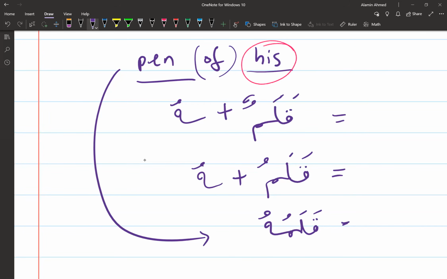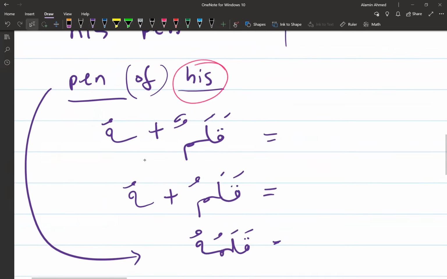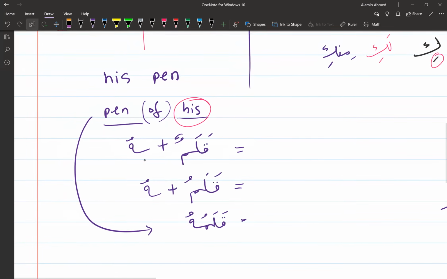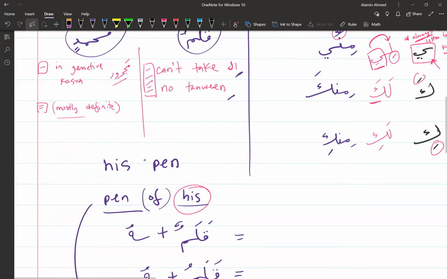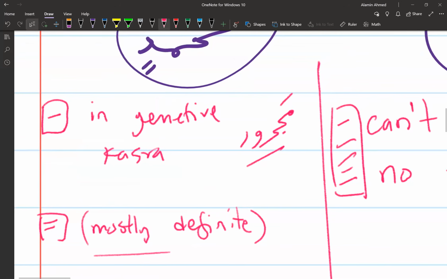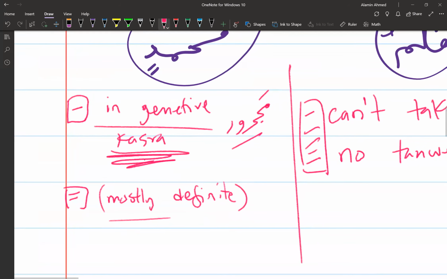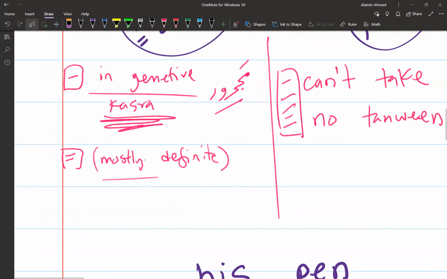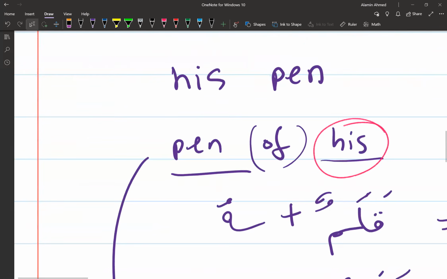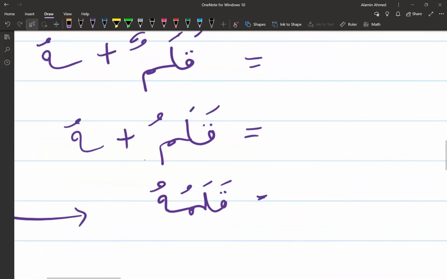Now, let's see if you're getting it. Okay, good question. You guys are thinking, that's good. Very good question. Excellent. Guys, I put so much emphasis here on the genitive kasra. She's like, what's wrong with this guy? He just told us that it has to be in kasra, and he's not putting it in kasra, and he's trying to move on. What does he think he is?